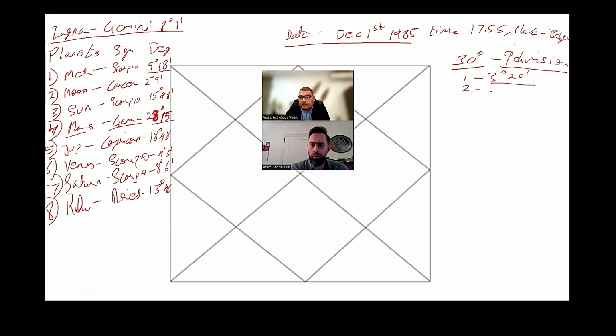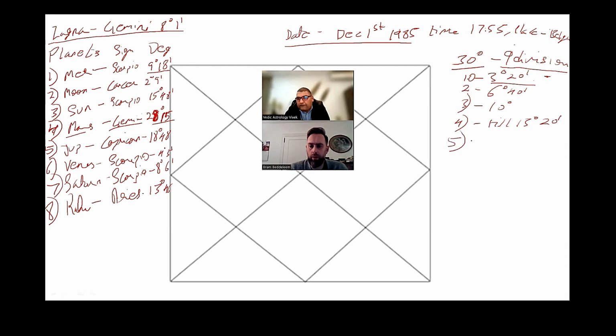The first Navamsha is 0 to 3 degrees 20 minutes. The second Navamsha is from 3 degrees 20 minutes to 6 degrees 40 minutes. The third Navamsha is 6 degrees 40 minutes to 10 degrees. The fourth Navamsha is till 13 degrees 20 minutes. One nakshatra has 4 Navamshas, so they are called padas also. One pada is also of 3 degrees 20 minutes, and one sign has 9 padas.